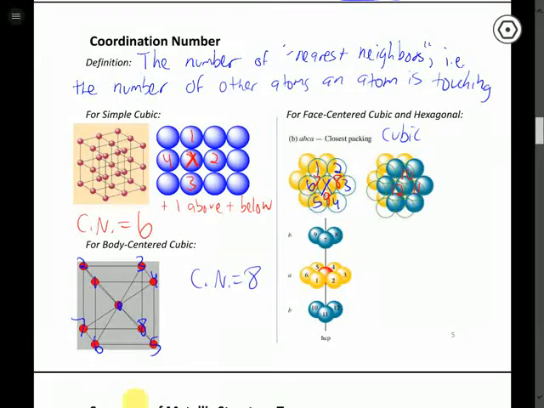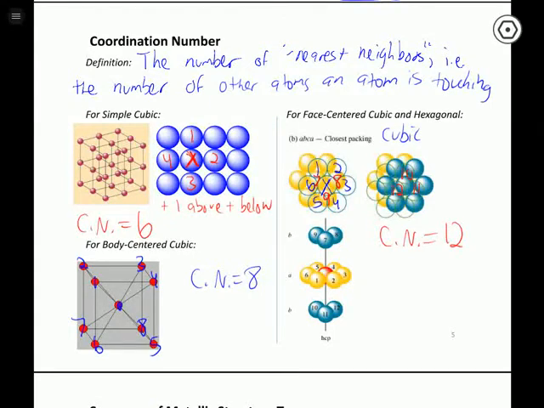So the coordination number is 12 for the cubic close-packed structure. And then the same thing is true for hexagonal, which in the ABA packing is even easier to visualize because here we have this red one, which is already marked for us. We have the 6 that surround it in the same plane. We have 3 above it that touch it, 3 below that touch it, again, a total of 12. So both of these have coordination numbers of 12.